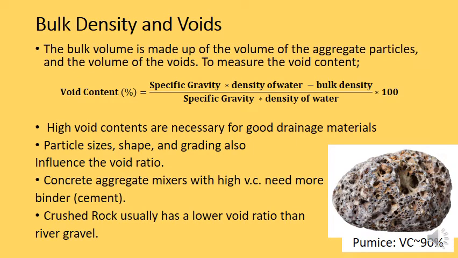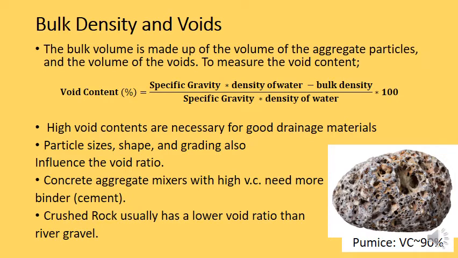And so how do we find this? Well, we can use this formula here. The percentage of the aggregate which is made up of voids is the specific gravity multiplied by density, this is for the aggregate particle on its own, so the density of the particle, minus the bulk density, divided by the density of water, so 1,000 kilograms per meter cubed, multiplied by 100. That gives you the percentage void content, how much of the aggregate is made up of air. Now, when it has a very high void content, it's great for drainage, similar to those very low bulk densities we talked about before. The particle size, the shape, the grading, all of these influence the void content, the void ratio.